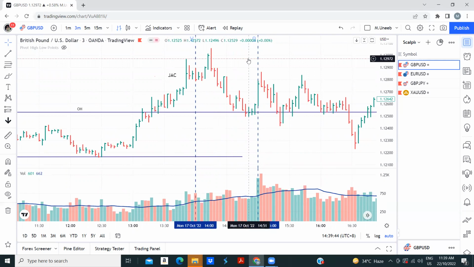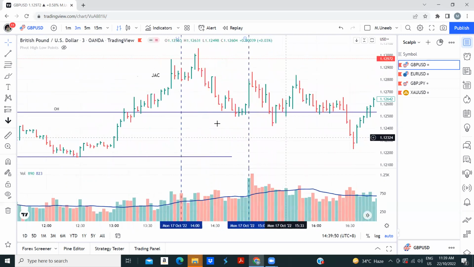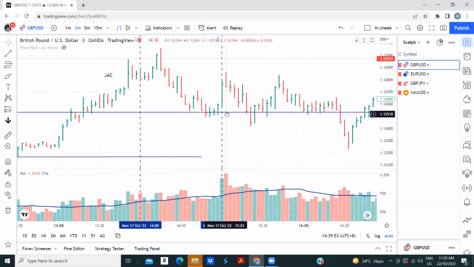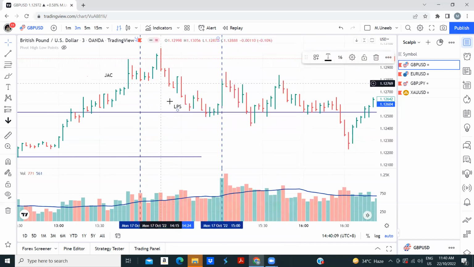Draw the channel, then it looks like a SOT. Yeah, JAC, and after JAC I did not find any kind of SOT over here, because we need 3 touch points. There are only 2, 1 and 2. So no SOT here. The price rose up here, and what do we see? This is a test of this one. If this is JAC, this is what? LPS, right? Last point of support.